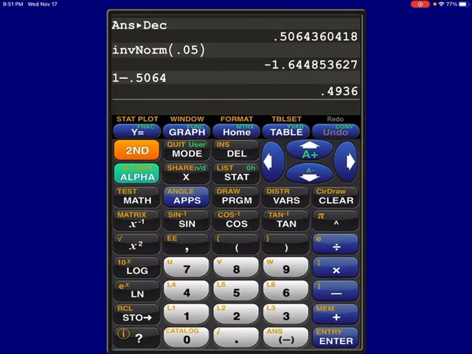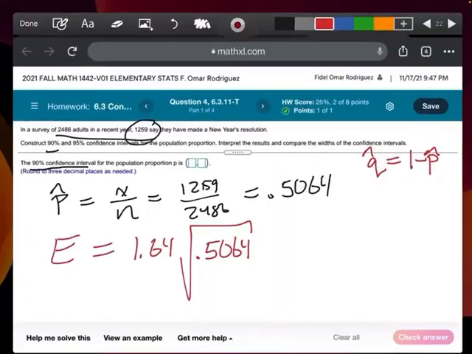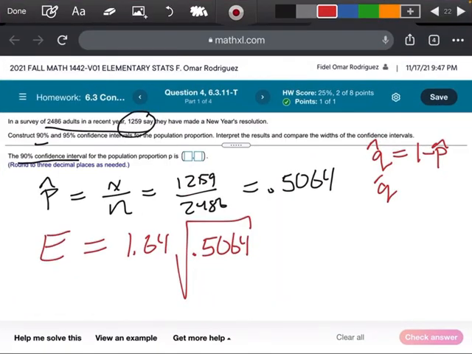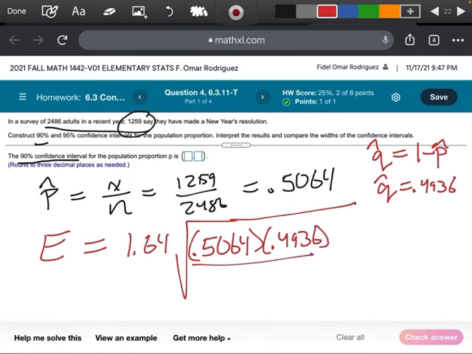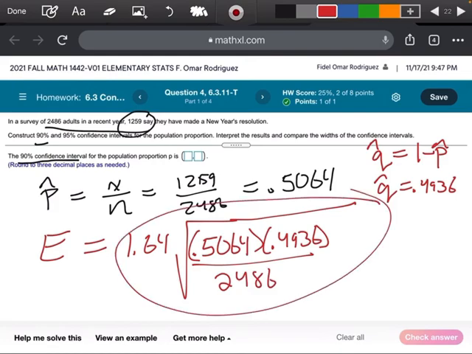So let's take my calculator here. Let's say, what's 1 minus 0.5064? 0.4936. So q hat is 0.4936. So I'll tell you what I'm going to do, I'm going to fix this little bit there. Okay, and 0.4936, all divided by my n, which in our case was 2486.